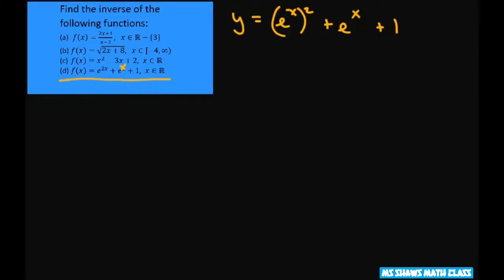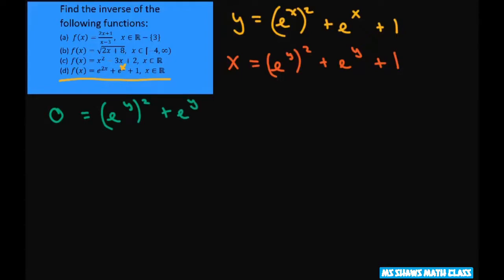All right. Now, interchange your x and your y. So you get x equals e to the y power squared plus e to the y power plus 1. Again, we're going to have to use the quadratic formula. So I'm going to set this to 0, and we have e to the y squared plus e to the y plus 1 minus x. This part is your c part. So you have a equals 1, and we're letting e to the y be our base there. b equals 1, and c equals 1 minus x.